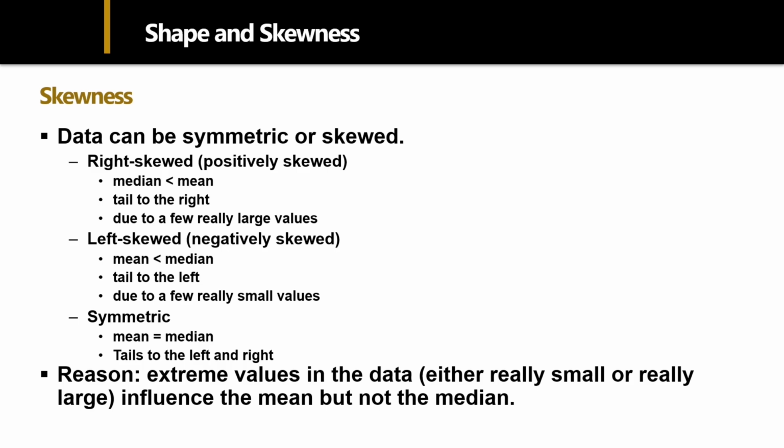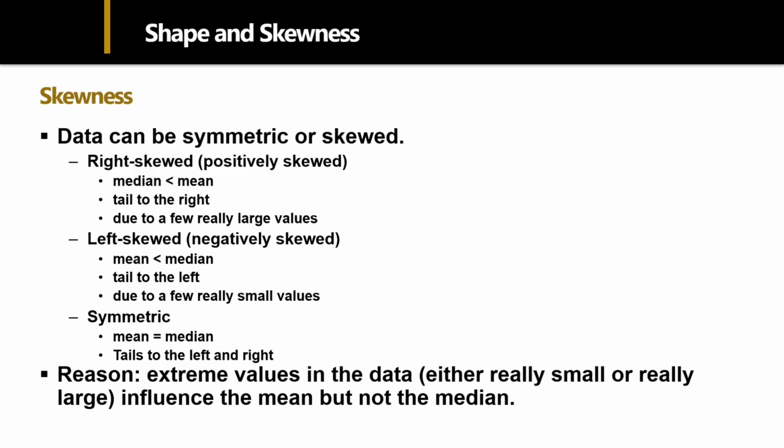First, I want to discuss skewness. Skewness is a description of a distribution and how it's dispersed. We say that data can be symmetric or skewed. It's symmetric if the mean and the median are exactly the same, and it has tails both to the left and right. We say something is right-skewed or positively skewed when a few large values pull the mean away from the median, making the median less than the mean itself. So it also often has a small tail to the right.